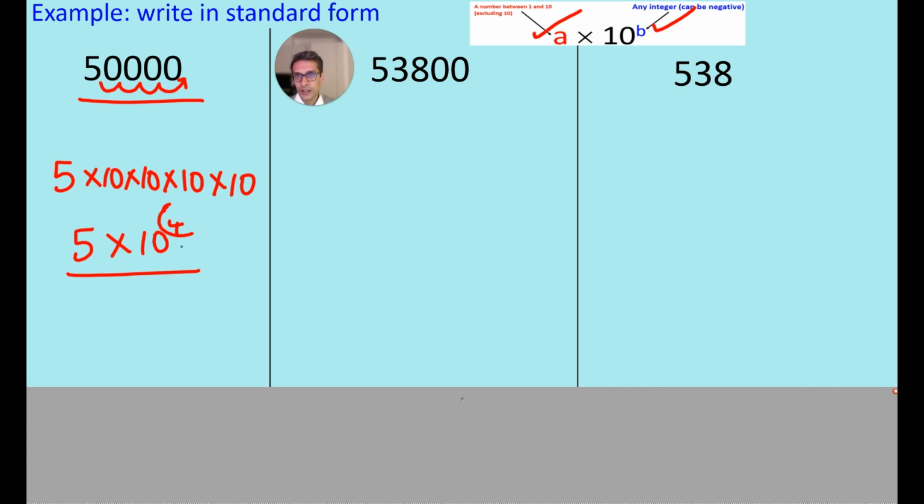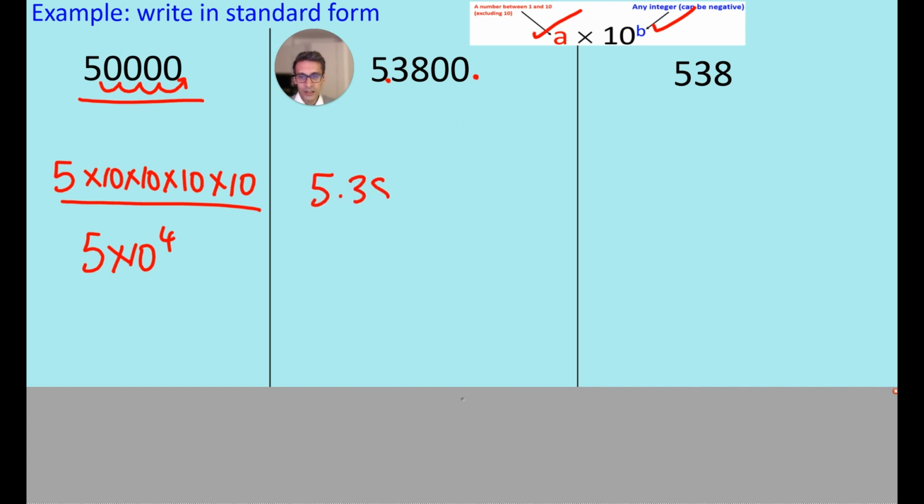Okay, so let's just tidy this up. So this is going to be 5 times 10 to the power 4. You may not need to write this middle bit eventually, but we're still starting out, so we're going to keep that working out. So here's a second example. Now decide where the decimal started off. Now originally it's there. Now we want it to be here to make it between 1 and 10, 5.38. So we're going to write 5.38.